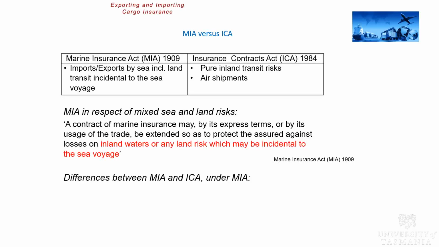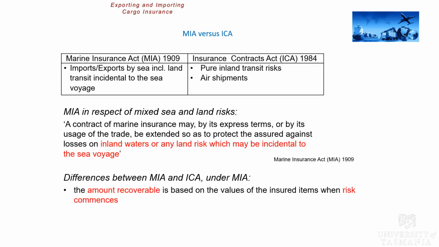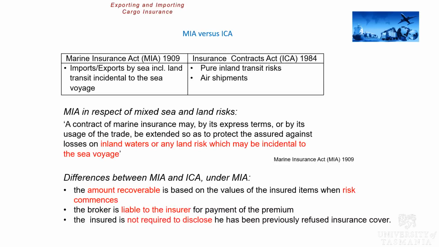In terms of differences between the MIA and the ICA, a few subtle differences. The amount recoverable is based on the values of the insured items when risk commences under MIA. Under MIA, the broker is liable to the insurer for the payment of premium. The insured is not required to disclose that he's previously been refused insurance cover.